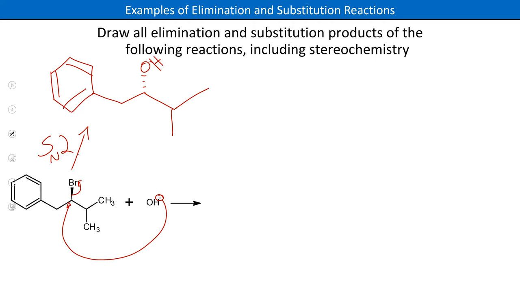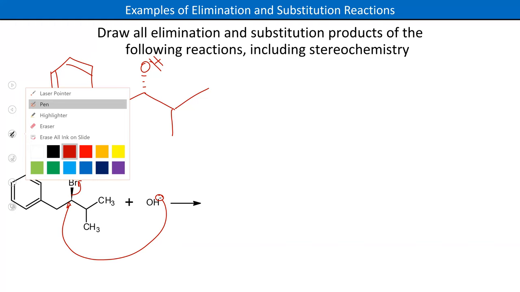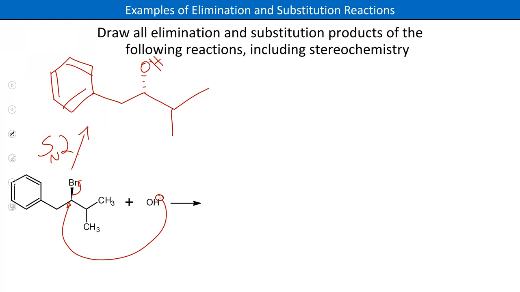Right, if it goes E2, we have two alpha carbons that have hydrogens on them, right? So our hydroxide is either going to come in here or here, and it does need to be anti-periplanar if that makes a difference.